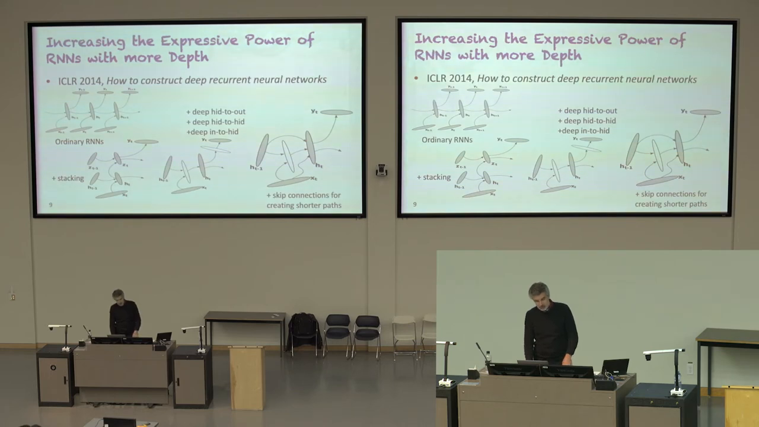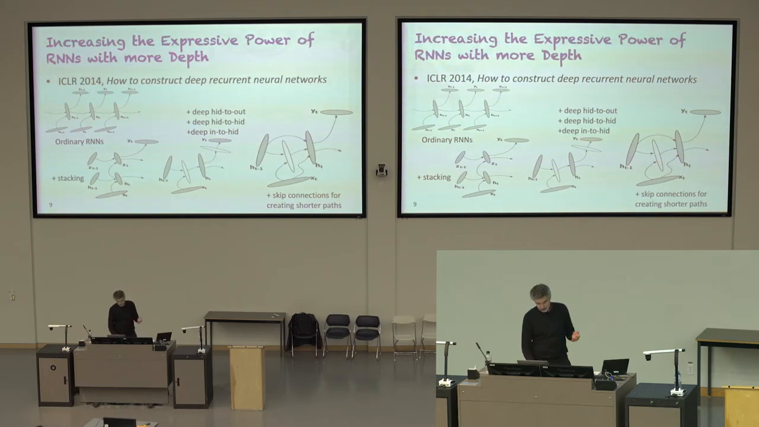Okay, and then in terms of the architecture, the one I showed you initially is very, very simple, and you can expand it and improve it in many ways. You can make it deeper, for example, in many ways. So the notion of depth here becomes confusing, because what is depth for a recurrent net?